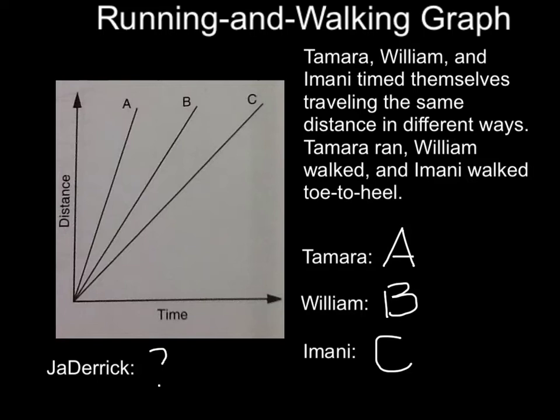What if we added one more student to this graph? Jadaric came along later and was the slowest of all. He walked heel to toe backward. Draw a line on the graph to show the speed that you think Jadaric walked. Jadaric's speed will definitely be slower than anybody else's speed on the graph. Because of that, his line will look something like this. Traveling the same distance as everybody else will take him the longest time of anybody. That's why his line is the flattest line in the graph.